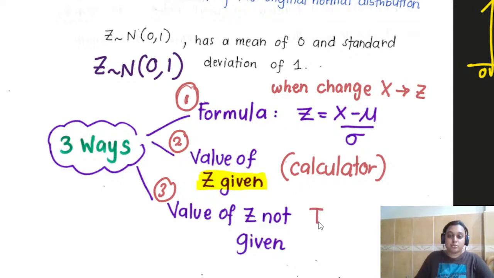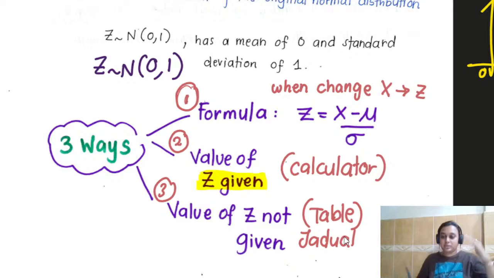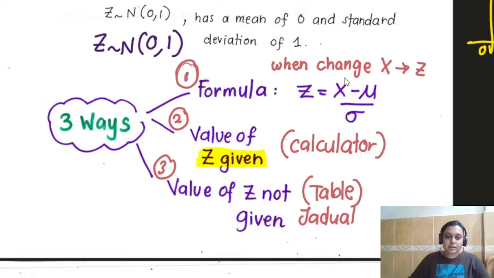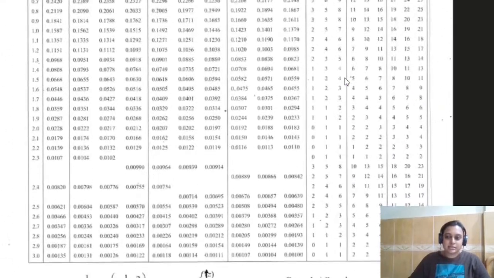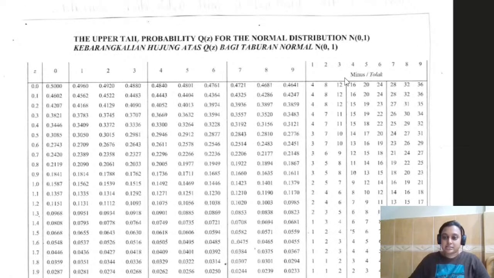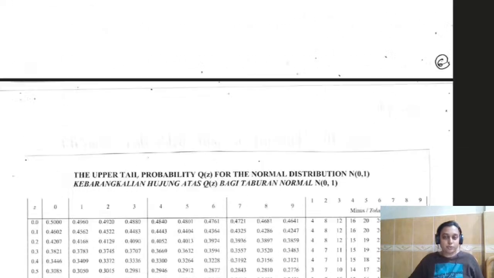this one we must use the table, or jadual. I think in the notes teacher gave you all. If you realize the table is here, this one. This table in SPM they will give you, so you must know how to use this table. Don't worry, no need to memorize. If you memorize this one you will faint, so many numbers here to memorize. So they give you.